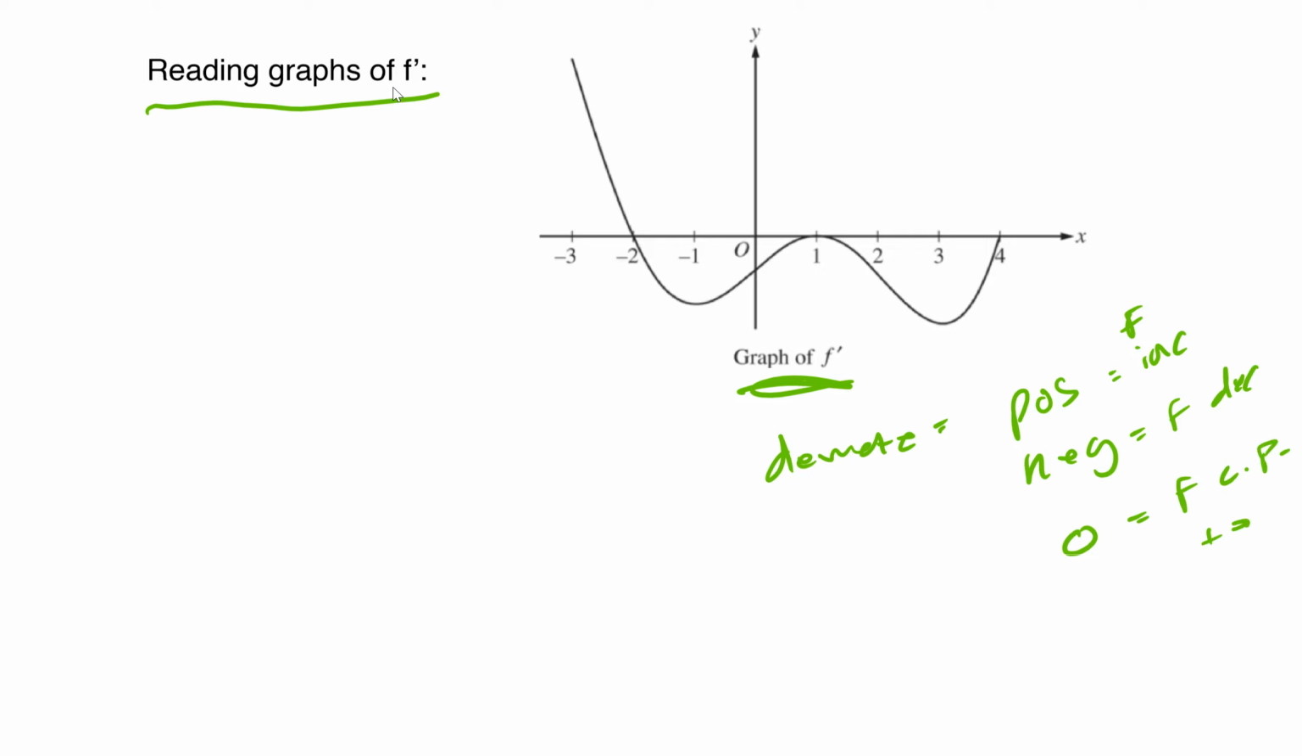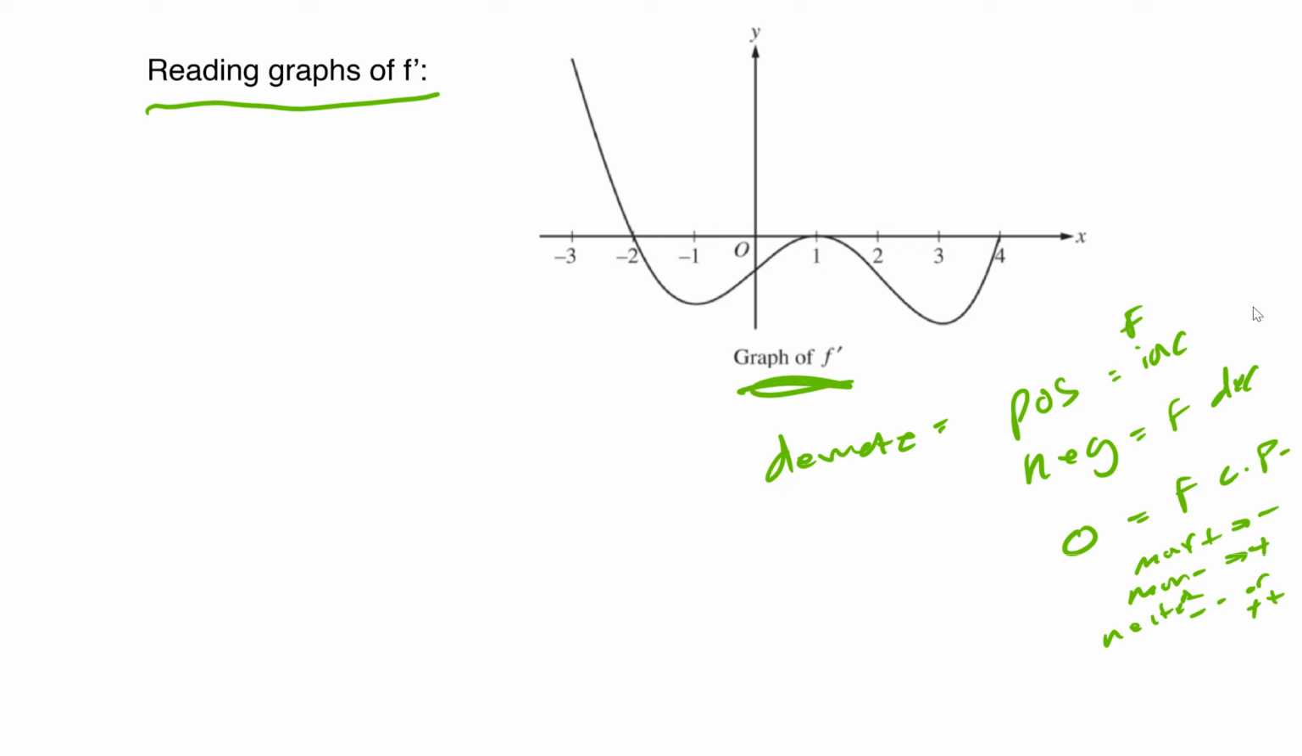If you go from positive to negative, it's a max. If it goes from negative to positive, it's a min. If it doesn't change, it's neither. Right? All that tells you all that stuff. So we know all this stuff because we have the first derivative, so it tells us all this stuff about f.